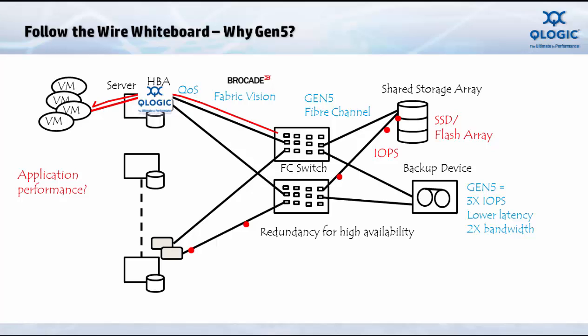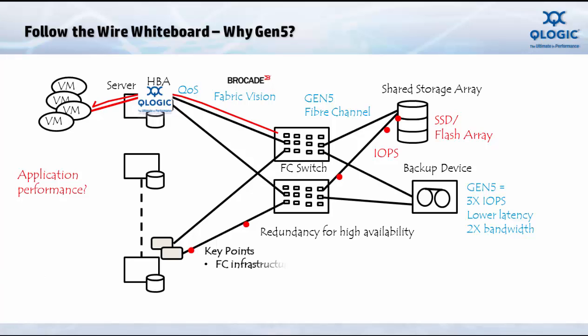Again, customers can greatly benefit from Gen 5 technology in the SAN. Gen 5 provides 3 times the IOPS performance of 8 gig Fibre Channel and much lower latency as well. This ensures best-in-class transaction performance between servers and the new high-speed flash array technology. And with 2 times the bandwidth, Gen 5 also provides superior scalability, allowing for more virtual machines to access the new storage over a single Fibre Channel data path.